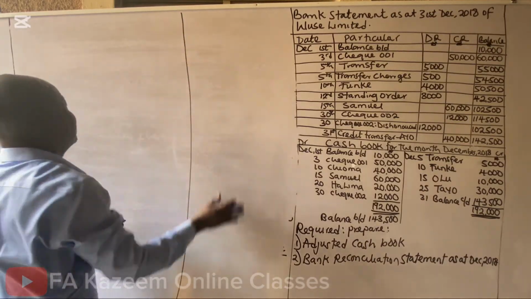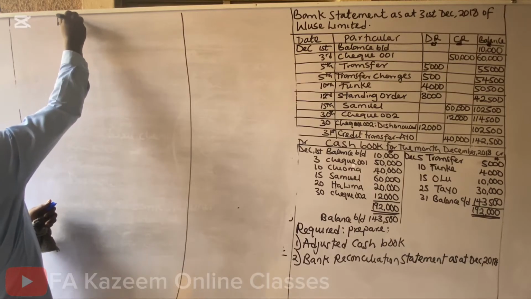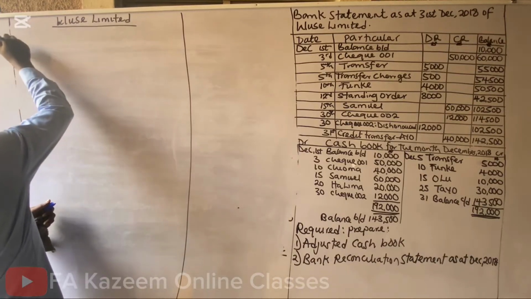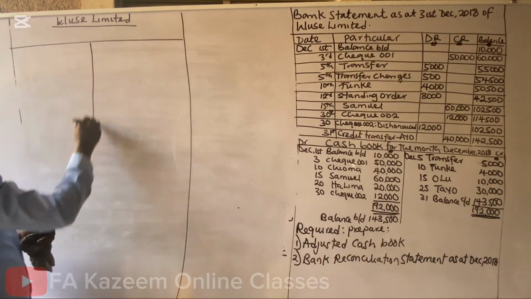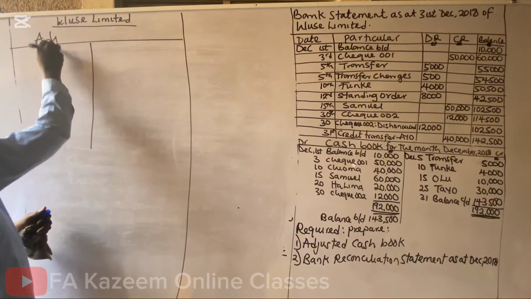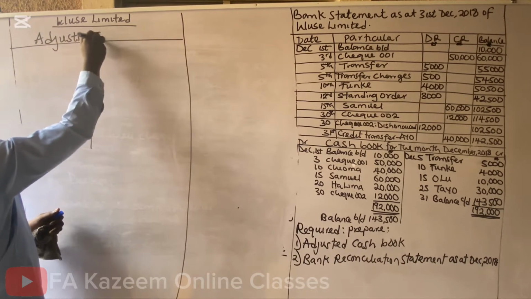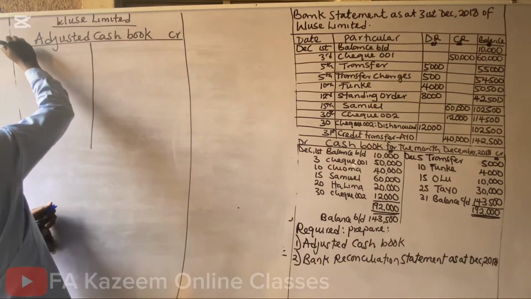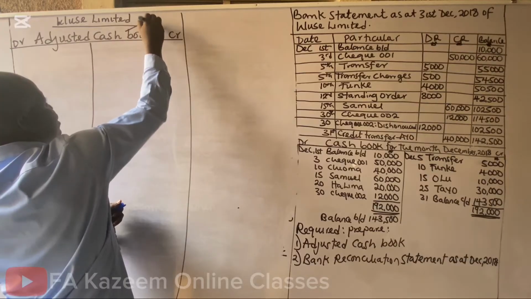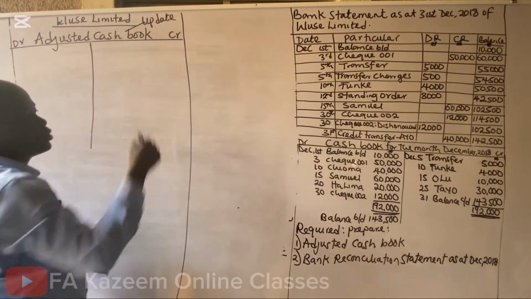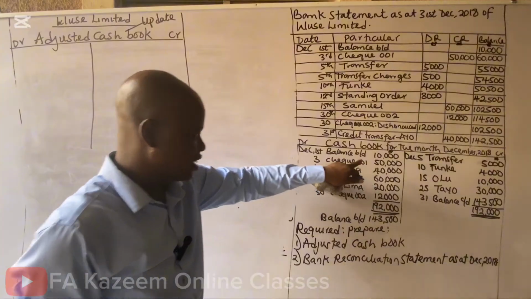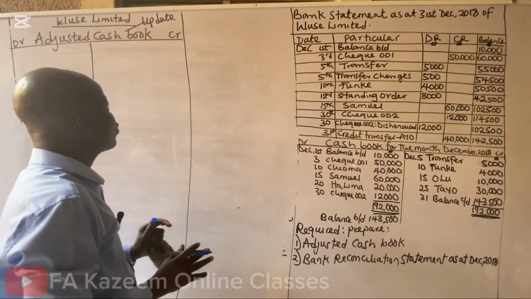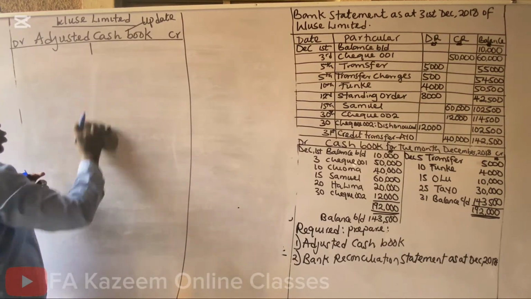We will be using this for explanation. This is Wuse Limited. What are we going to do first? The first thing we are going to do is to prepare Wuse Limited adjusted cash book. Now, what do we call adjusted cash book? Adjusted cash book is the same thing like we want to update the cash book because in this cash book, some transaction is missing. Why are we reconciling? And how do we reconcile?